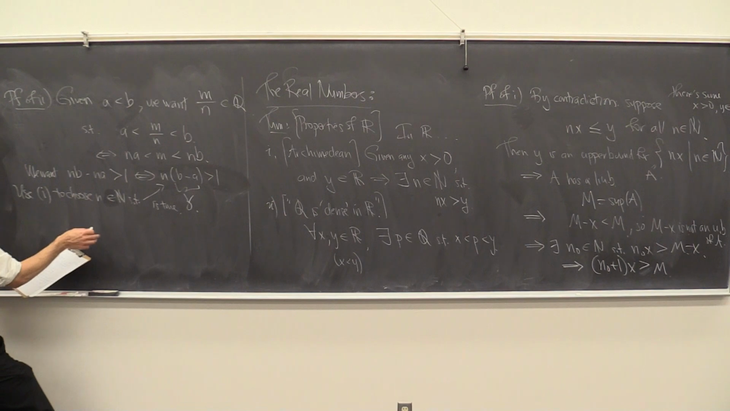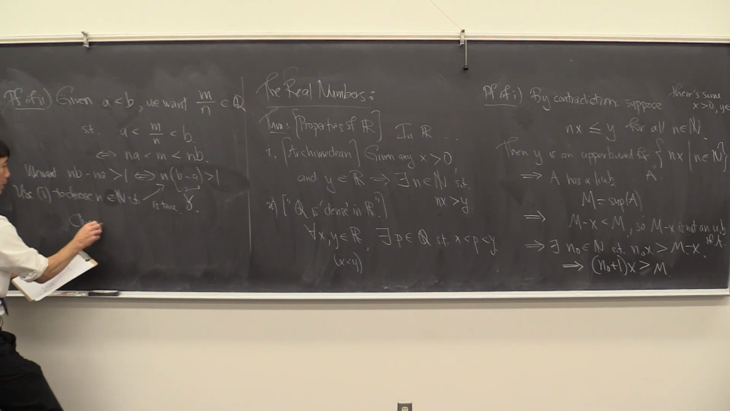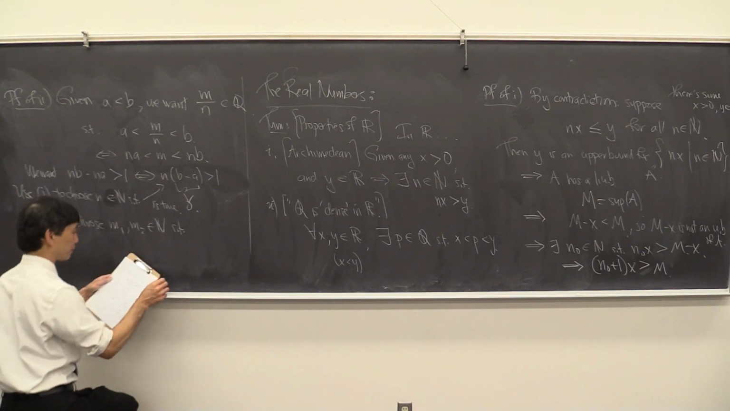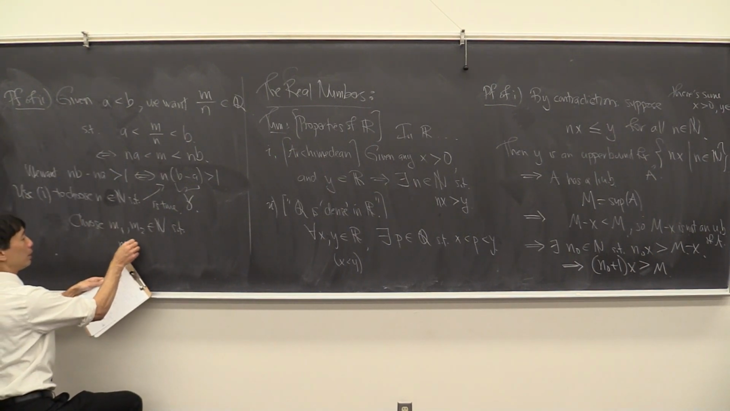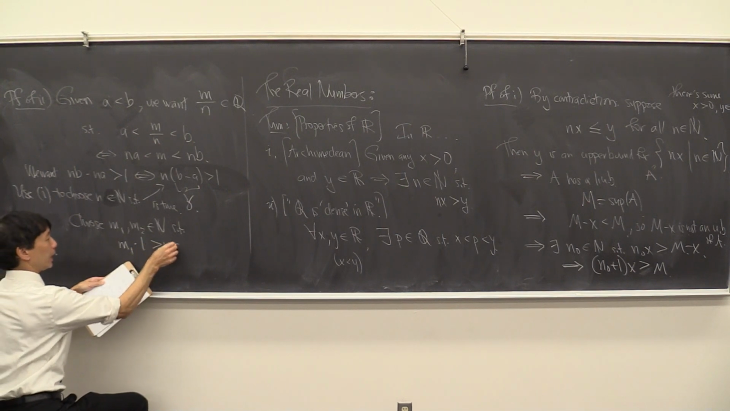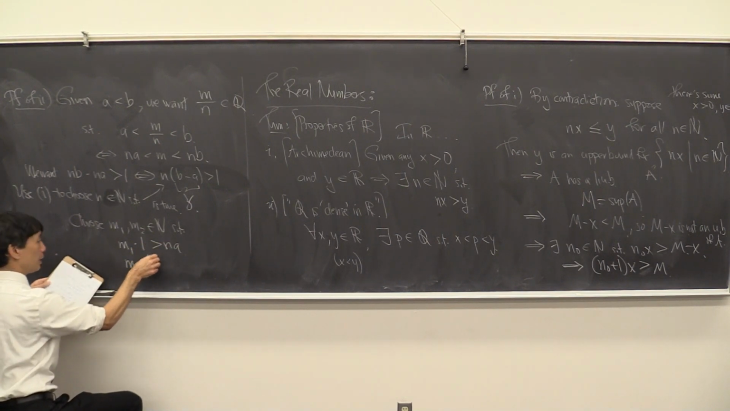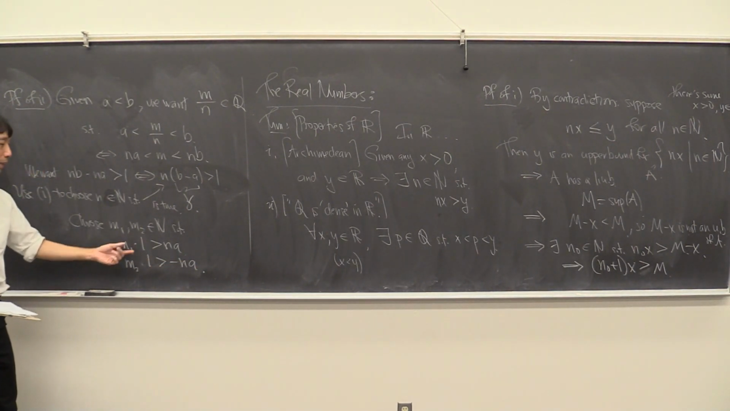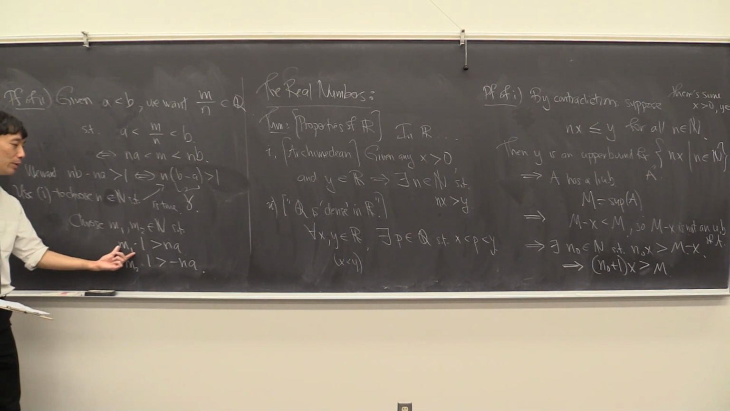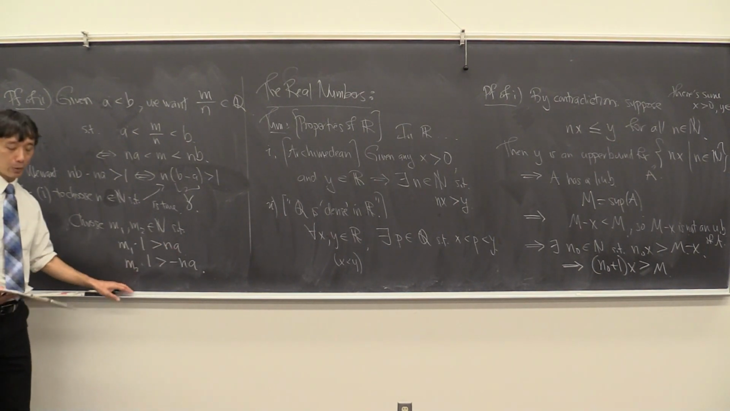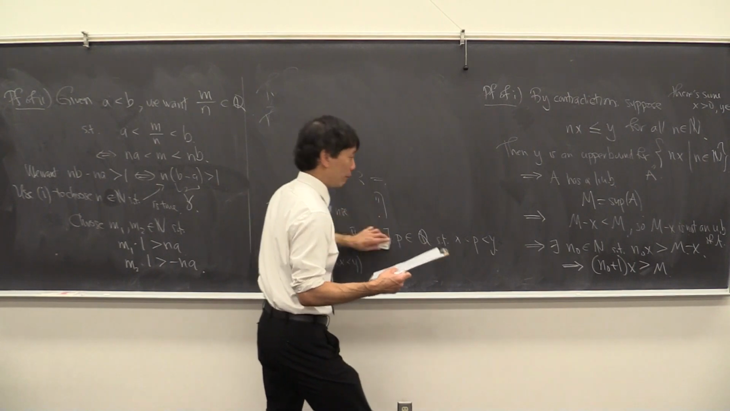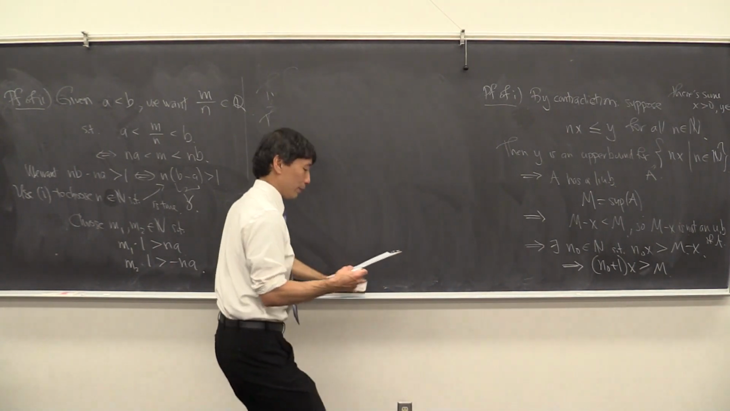Then again by the Archimedean principle, choose m1 and m2 natural numbers such that m1 times 1 is bigger than na, and m2 times 1 is bigger than negative na. Again, we're using the Archimedean principle: there's a number of spoons that will be bigger than this bathtub. Sorry, I think I can finish this in 1 minute. I'll hold you over a little bit.